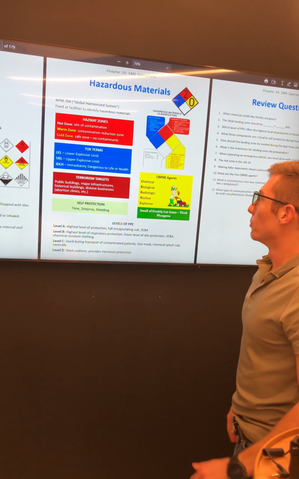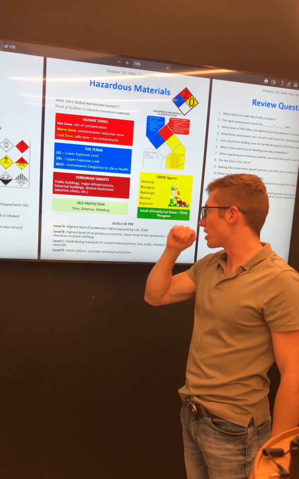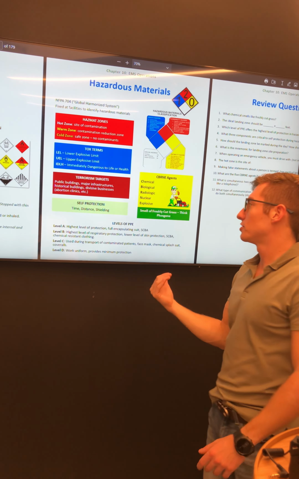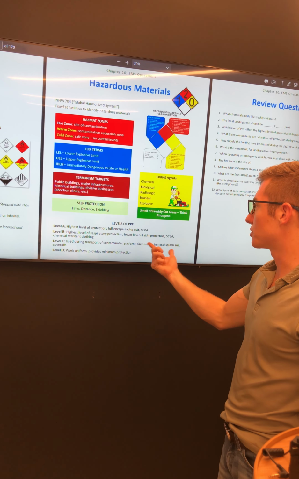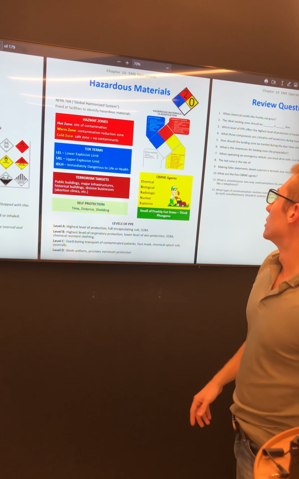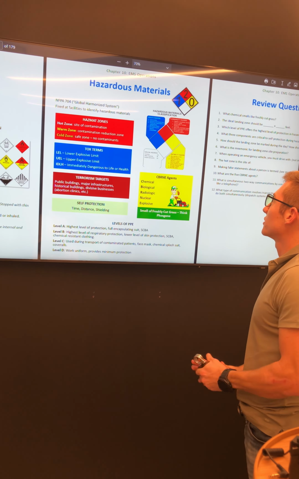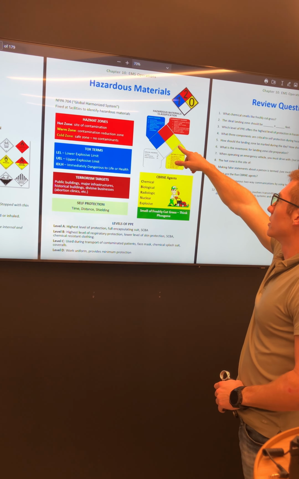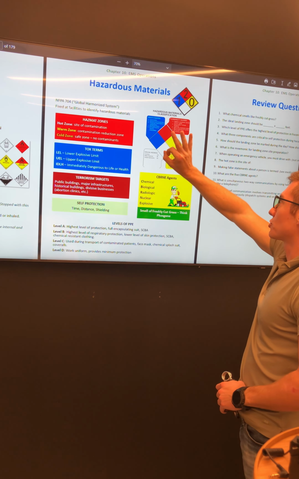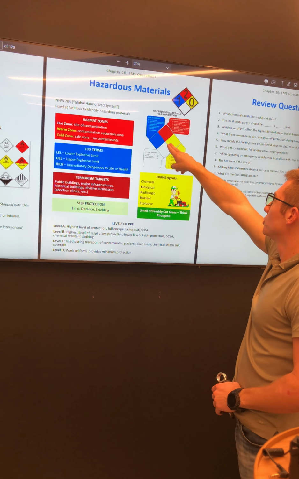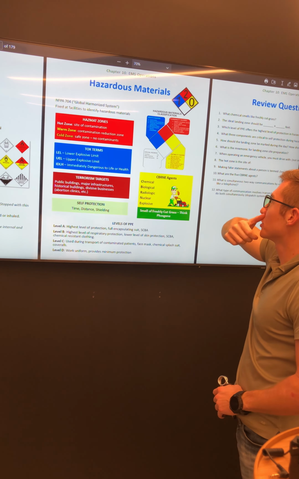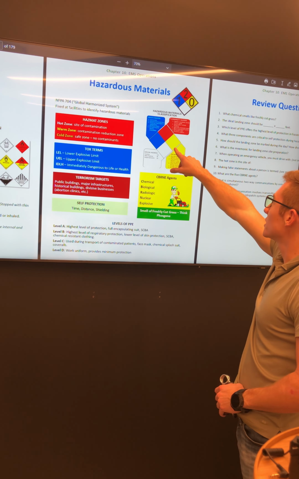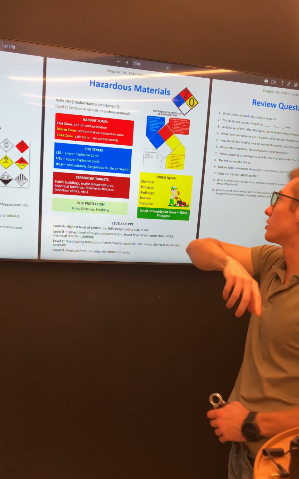Terrorism targets. Public buildings, major infrastructures, historical buildings, divisive businesses such as abortion clinics, etc. Self-protection, we talked about this. Time, distance, shielding, yeah, same. Hazardous material classification, so we have health hazards for blue. Serious permanent injury is 3, can be lethal is 4. 2, temporary incapacitation or residual injury, that's 2. And significant infection is 1.